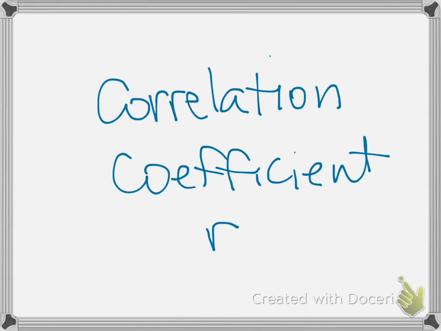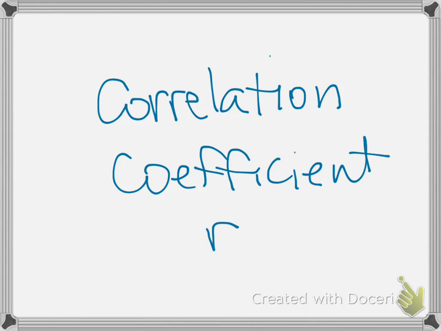So we've been talking about scatter plots and correlation for a little while now. We've been talking about using a scatter plot to determine the strength and the direction of a relationship between two variables. But now we're going to formally define how we can actually mathematically determine both the strength and the direction of a linear relationship between two variables.